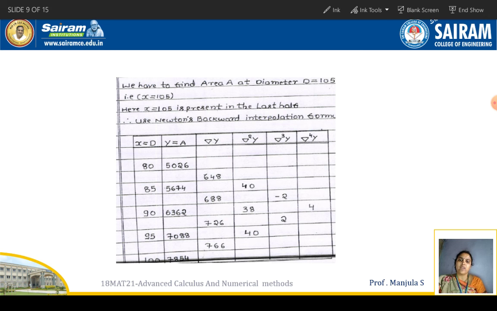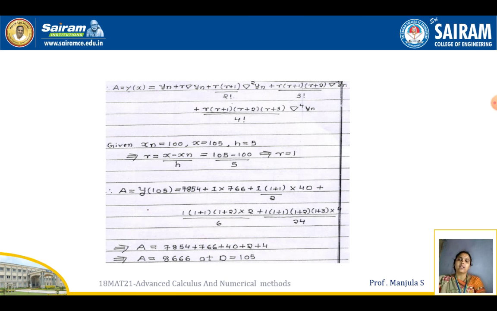Here first we have to construct the backward interpolation table. Given the x and y values, we just substitute and find nabla y, nabla square y, nabla cube y and nabla 4 y values with the help of the formula. So nabla y values will become 648, 688, 726, 766. The nabla square y values will be 40, 38, 40. Nabla cube y values will be minus 2, plus 2. Nabla 4 y value will become 4. So after getting this table, next you just write the formula.